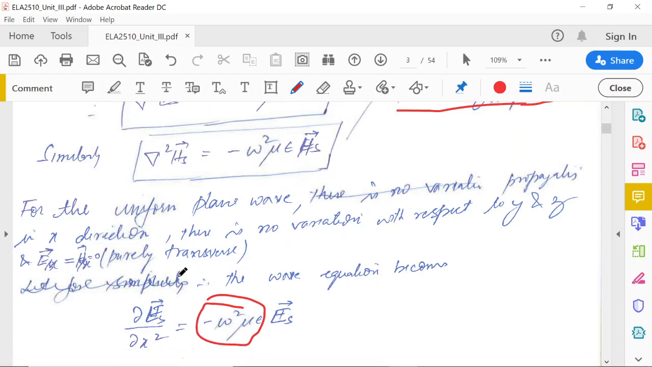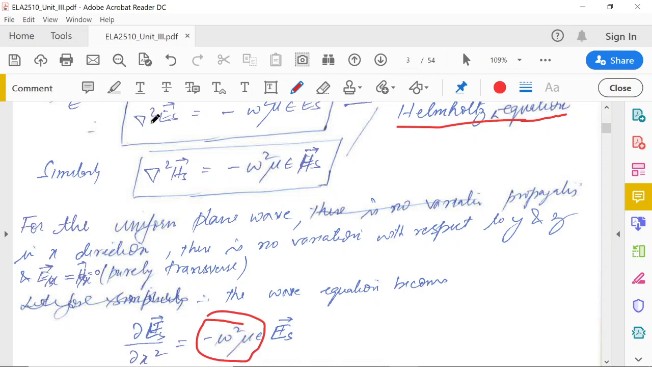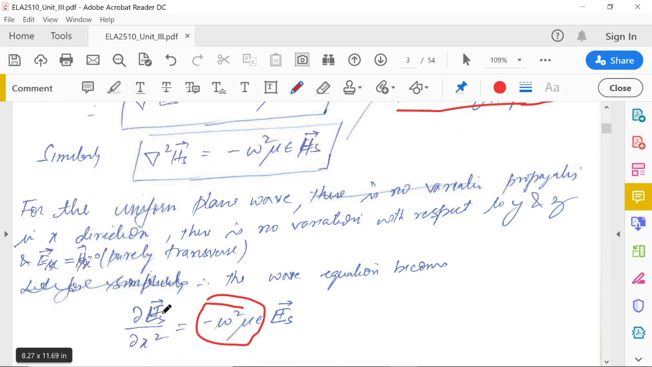So we can write this as, now when we expand this, you will have the del square Es over del x square. Similarly we have a plus del square Es over del y square, but for these two terms, the variation in y and z is 0, so those two terms will become 0 and you will have this equation.